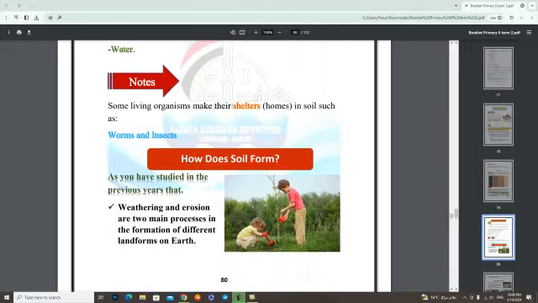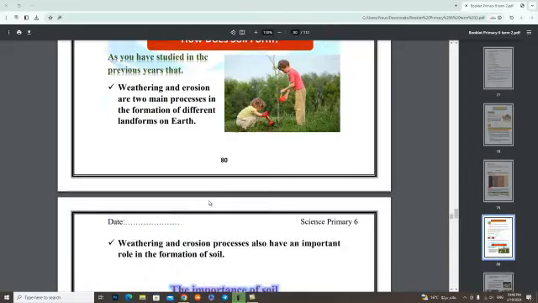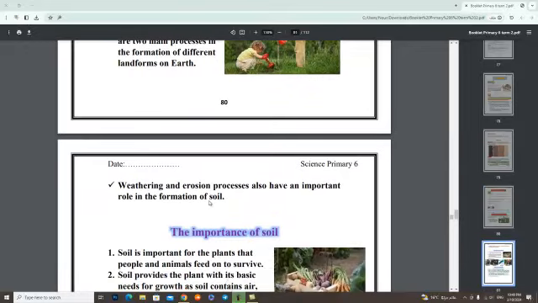How does soil form? As you have studied in the previous years, weathering and erosion are two main processes in the formation of different landforms on Earth. Weathering and erosion processes also have an important role in the formation of soil.